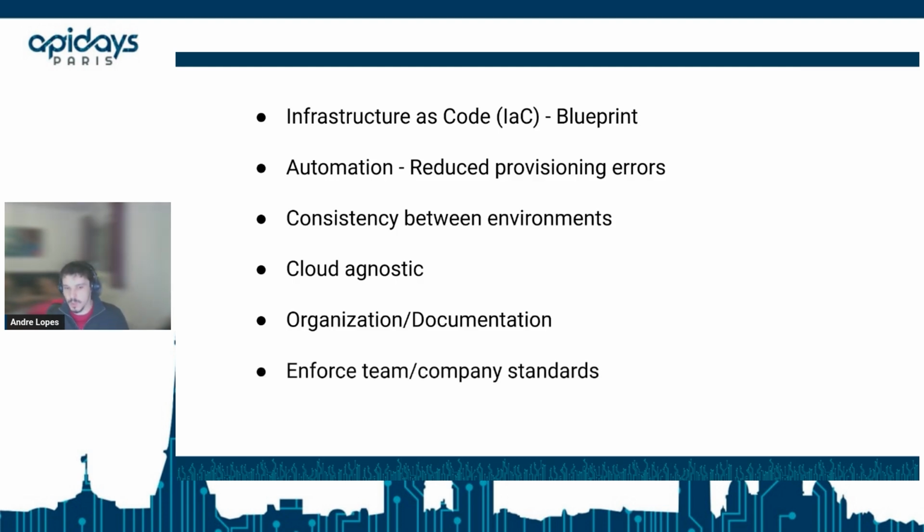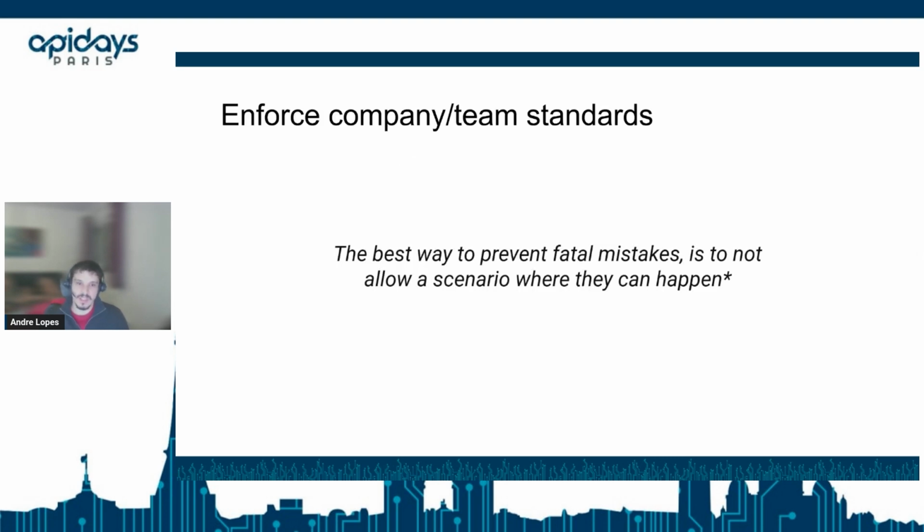Also, Terraform enables you to enforce team or company standards. The best way to prevent fatal mistakes is to not allow a scenario where they can happen. It doesn't mean that you're removing the freedom or creativity of your team, but you're making their life easier when they need to create a new resource. For example, if you need to create an EC2 machine, and this machine cannot, for any reason, be accessible to the public, it cannot be public.